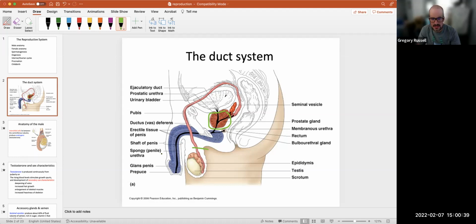Of course, the penis itself is the organ that's going to deliver semen to the vagina. It's made up largely of erectile tissue. There are several chambers in the penis that are going to fill with blood during an erection and allow it to be inserted into the vagina.